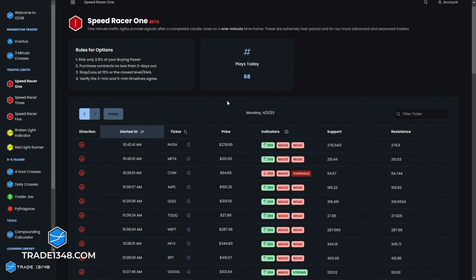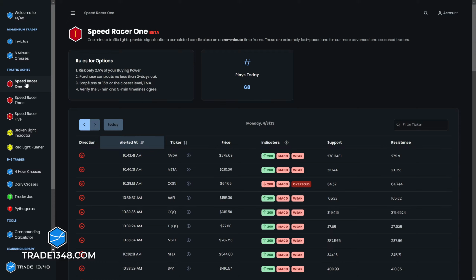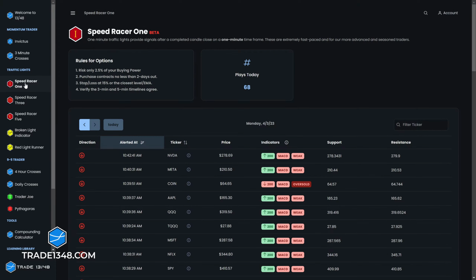Let's go ahead and look at the traffic lights. Oh, by the way, guys, I got something to tell you. We got a new engine, a new server. Yes, we got a new engine and a new server for the Speed Racers on the 1. And Speed Racer 1, these alerts have been on the money. Let's go ahead and confirm that with Nvidia. Let's go back to the chart here.